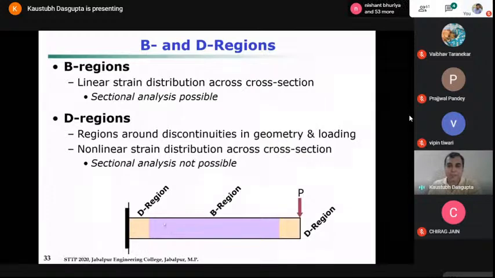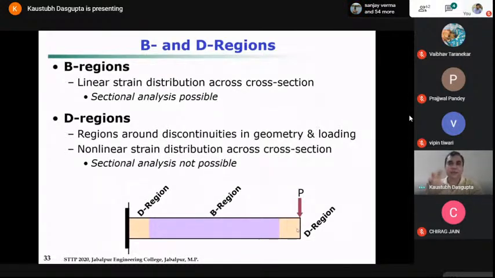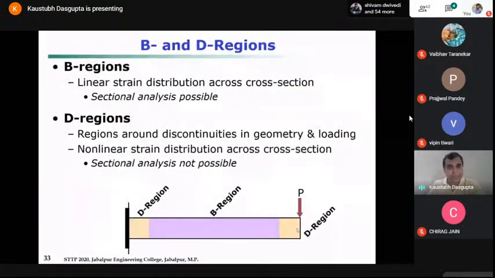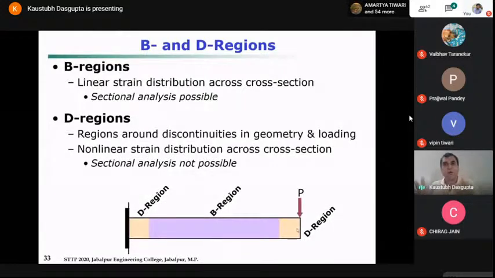The shaded region in pink, that is where you have that equation strictly applicable. Whenever you come near the support or near the applied load, the observed stress is not going to satisfy that equation, because there the stress distribution is not uniform. Your strain distribution may not follow that linear profile we assume. All of these give rise to certain disturbances or deviations from the beam bending stress equation. So those regions are called disturbed regions.